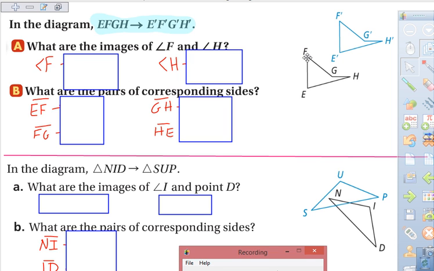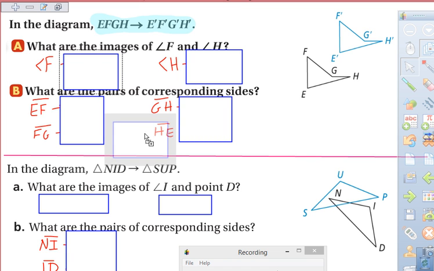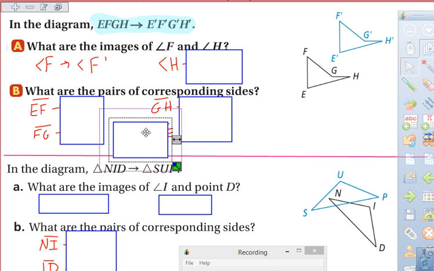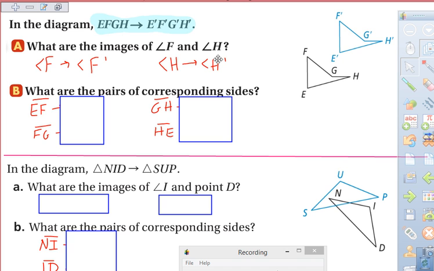So the F is here, F is mapped onto F prime. H, angle H is here, and it is mapped onto H prime. Take a look at my notation.